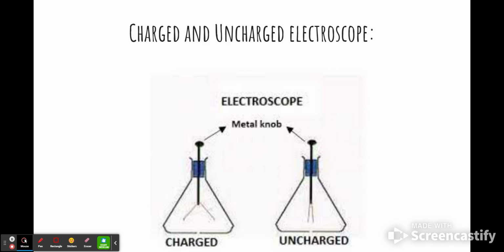So these are electroscopes. This picture shows what an electroscope is. When an electroscope is charged, the leaves will repel each other and open up, and when it's uncharged, they will close up. The electroscope is a piece of equipment that is used to detect charges.